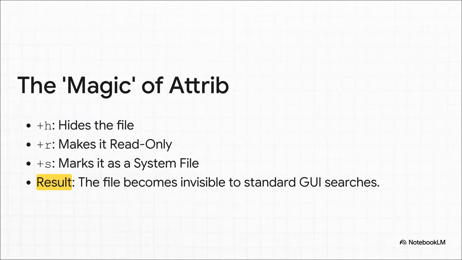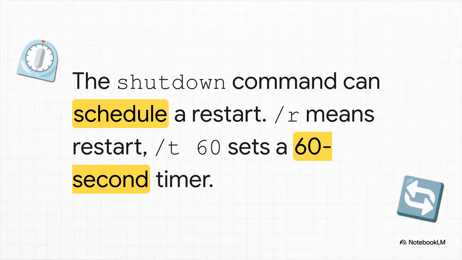So let's break down that magic spell. Plus H sets the file to hidden. Plus R makes it read-only, so it can't be deleted by accident. And plus S, this is the secret sauce, it marks the file as a protected system file. When you combine all three, Windows basically says, okay, this is important and sensitive, I'm not going to show it to anybody by default.